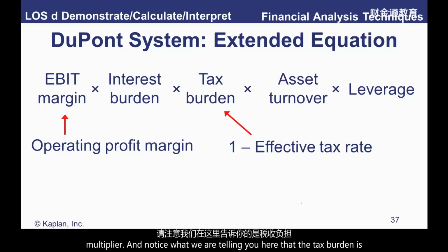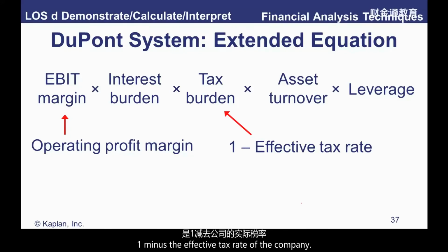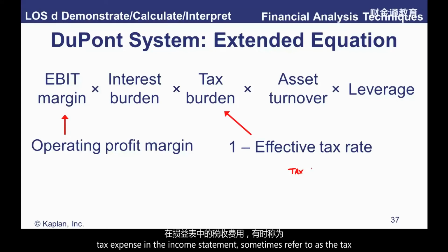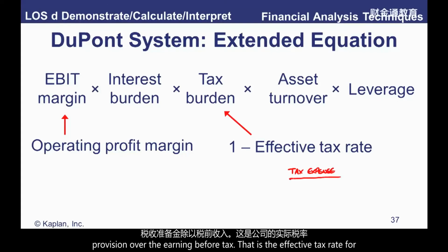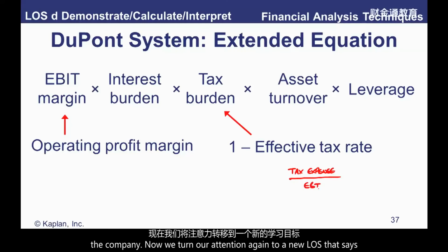And notice we're telling you here that the tax burden is 1 minus the effective tax rate of the company. This is essentially simply the company's tax expense in the income statement, sometimes referred to as a tax provision, over the earnings before tax. That is the effective tax rate for a company.